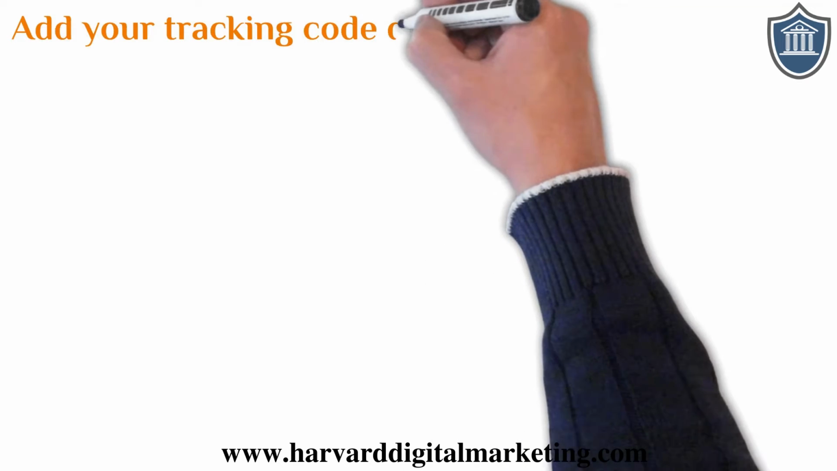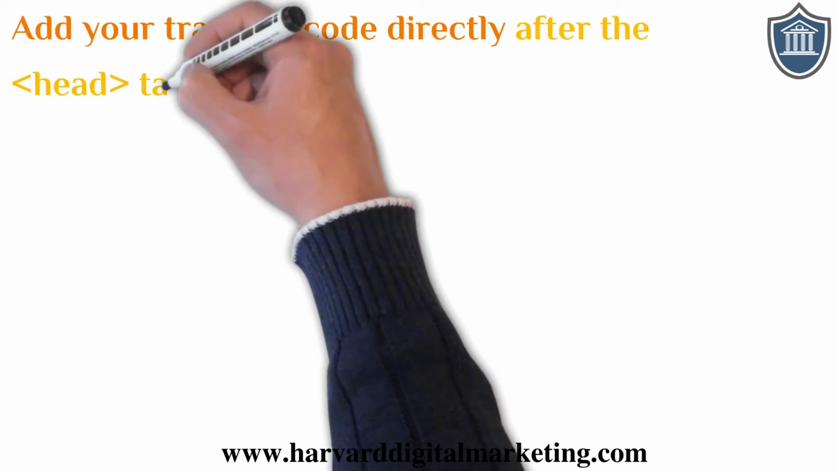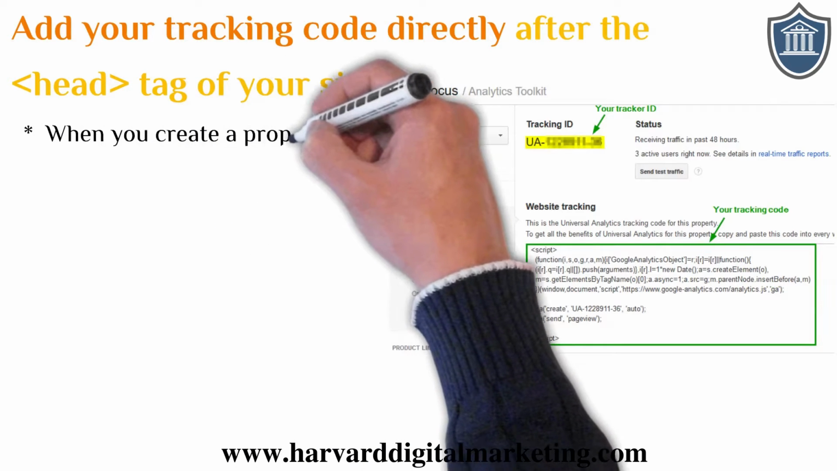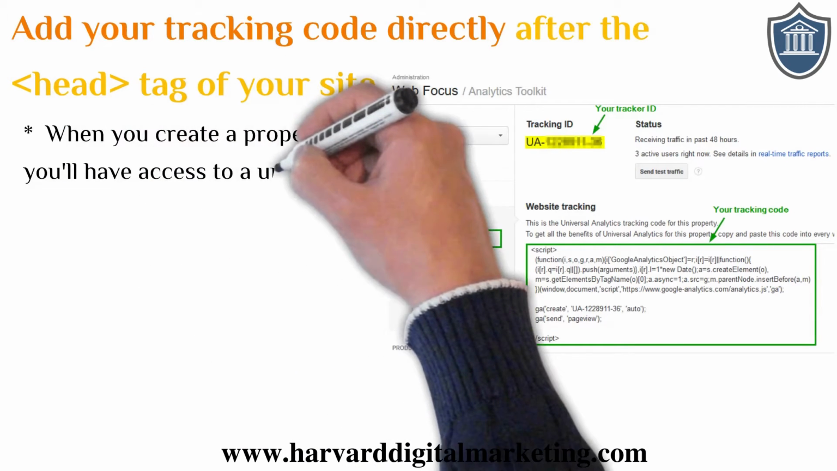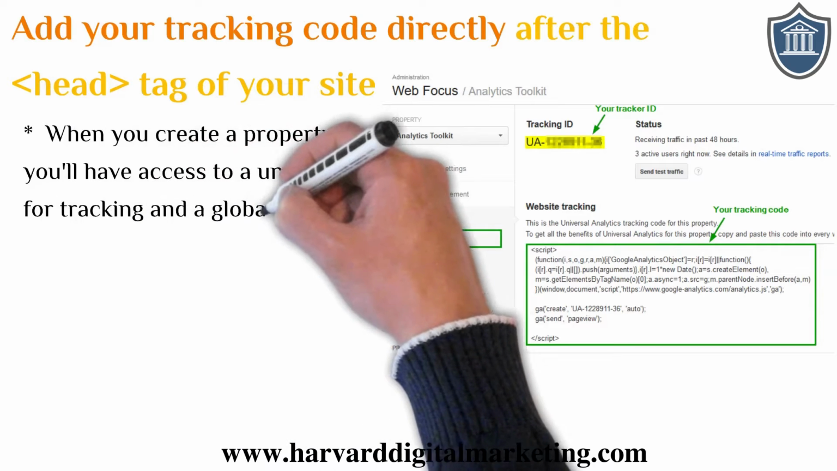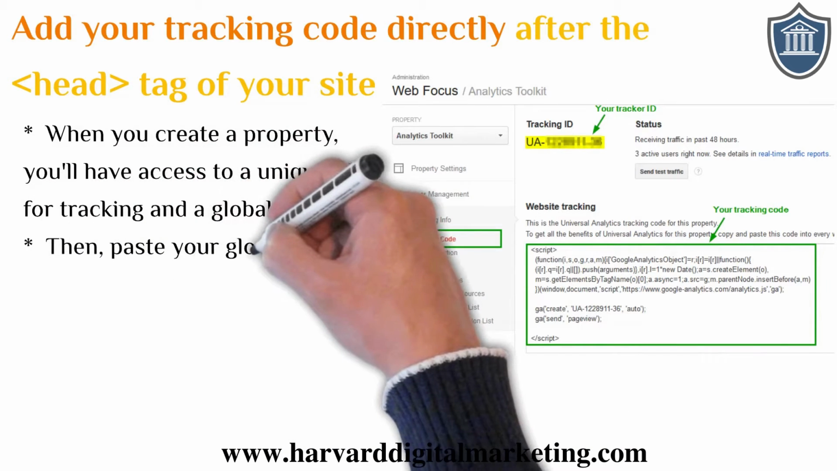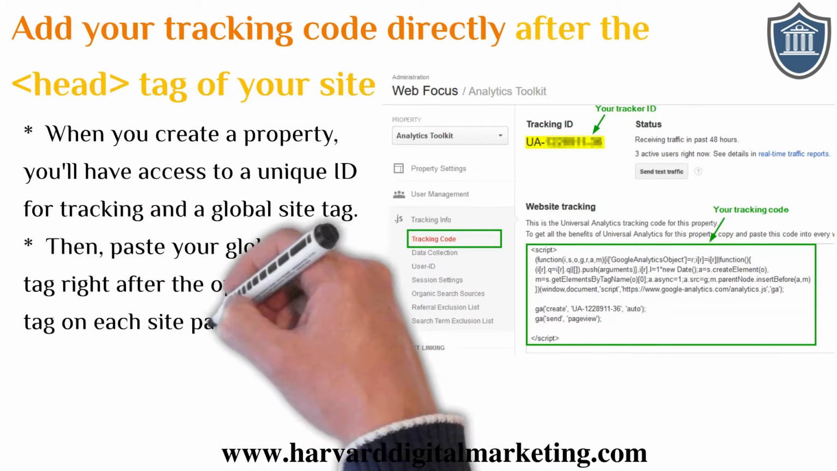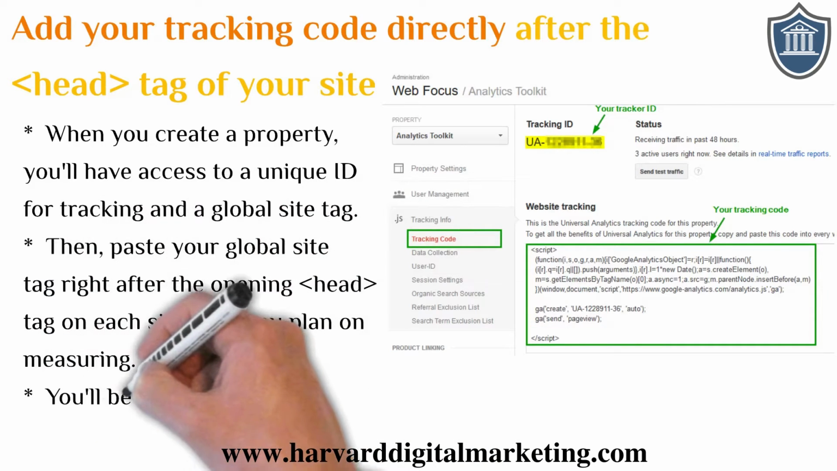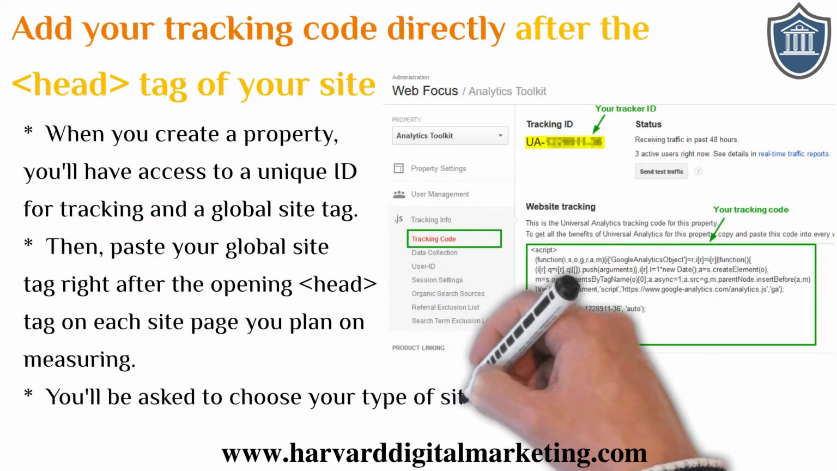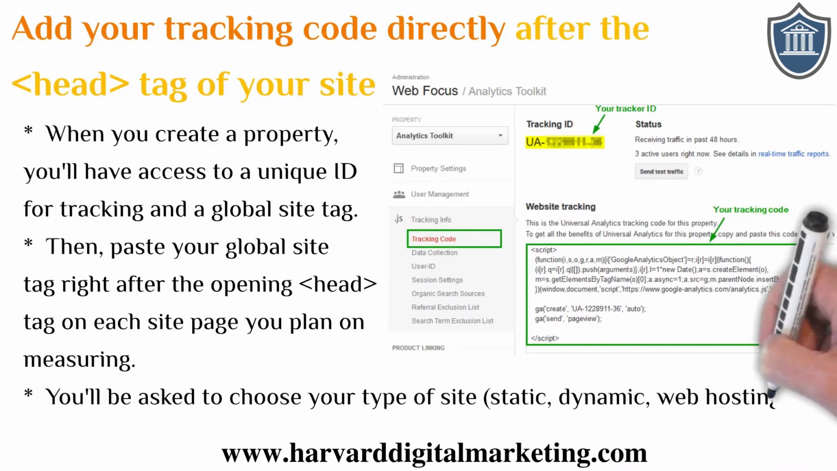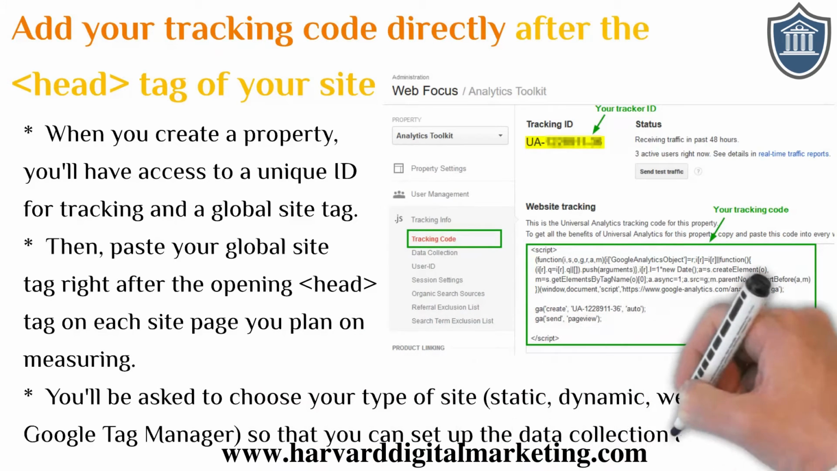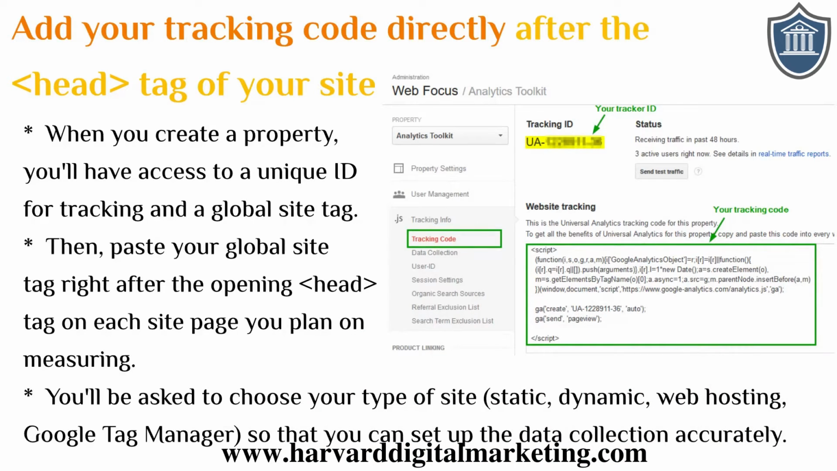Add your tracking code directly after the head tag of your site. When you create a property, you'll have access to a unique ID for tracking and a global site tag. Then, paste your global site tag right after the opening head tag on each site page you plan on measuring. You'll be asked to choose your type of site, static, dynamic, web hosting, Google Tag Manager, so that you can set up the data collection accurately.